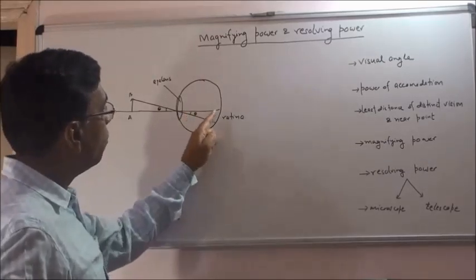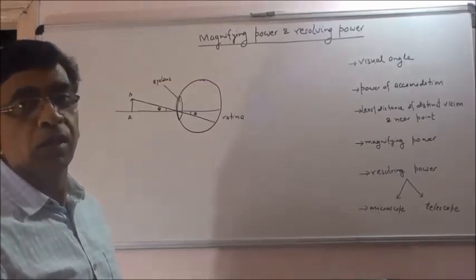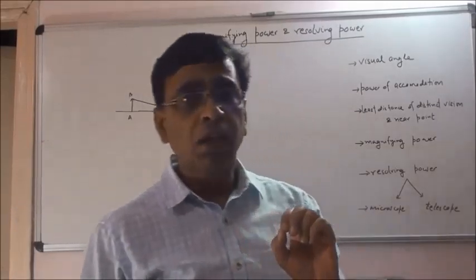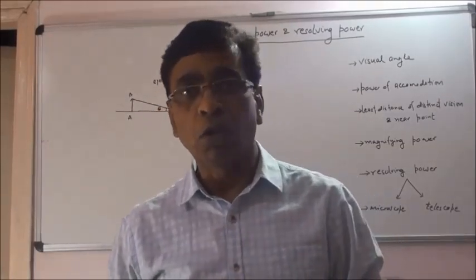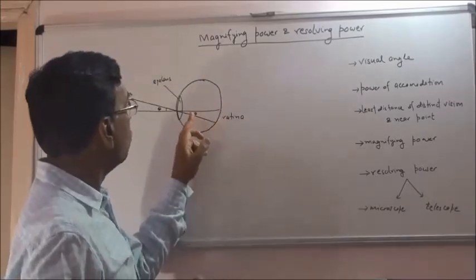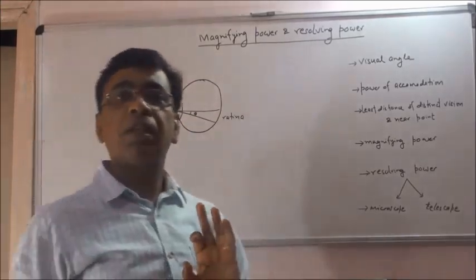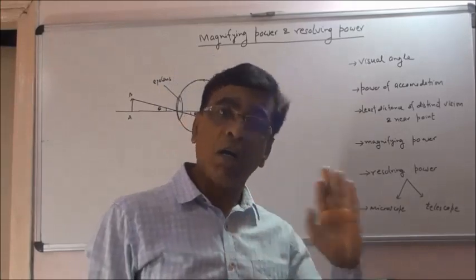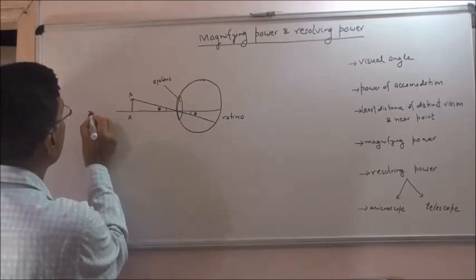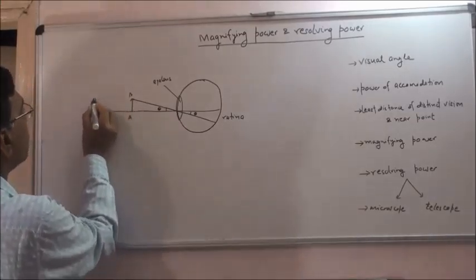And this visual angle will decide what will be the size of the image formed on the retina. Whenever we are looking at any object, our eye lens forms the image on retina, and the size of the image will depend on the visual angle subtended by the object. So it is possible that the object is very large, but it is far away from our eyes, so it appears very small. If I take the same object, I mean same size here.